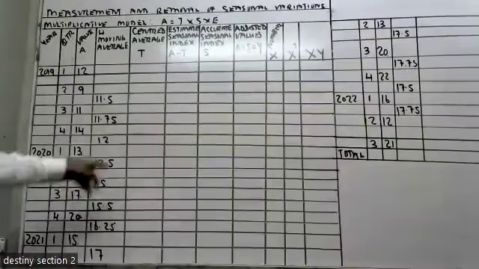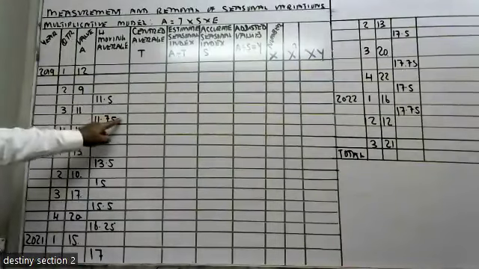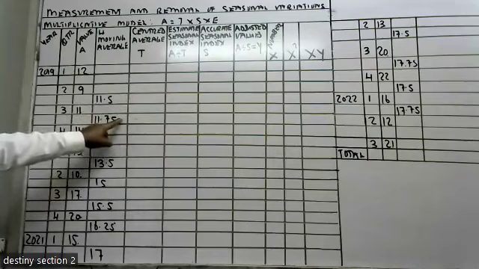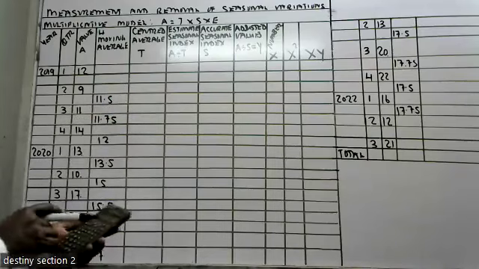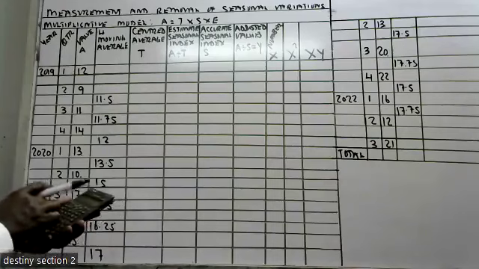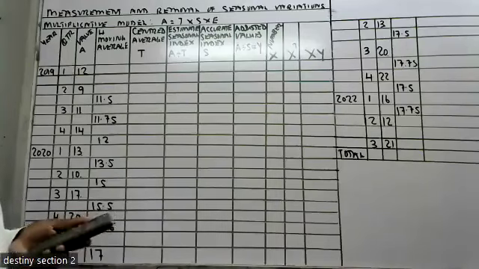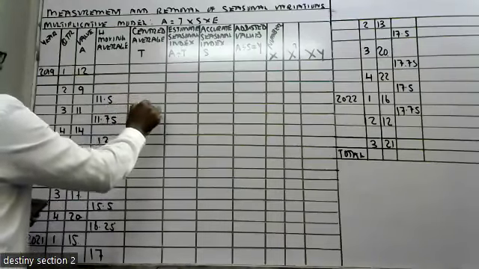Let's go to this column now of centering. To center, you add the two neighboring averages, you divide by 2. The answer we write here at their center. So the first one, 11.5 plus 11.75, divide by 2. Give me the answer. 11.625, good. So you write here 11.625.